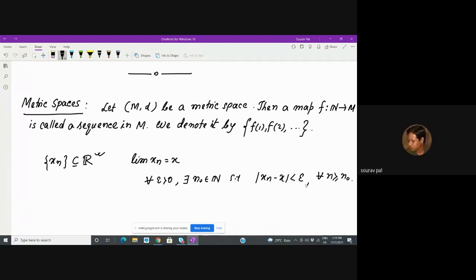Yes, fantastic. This is the definition of convergence of a sequence. A sequence Xn is said to converge to X in the real line if this is satisfied. What does it tell us? If this is your X on the real line, then a sequence Xn is said to converge to X if every basic neighborhood of X contains almost the whole sequence except for finitely many terms. All but finitely many terms of the sequence lie in every neighborhood of X. So this is the definition of convergence of a sequence in the real line.